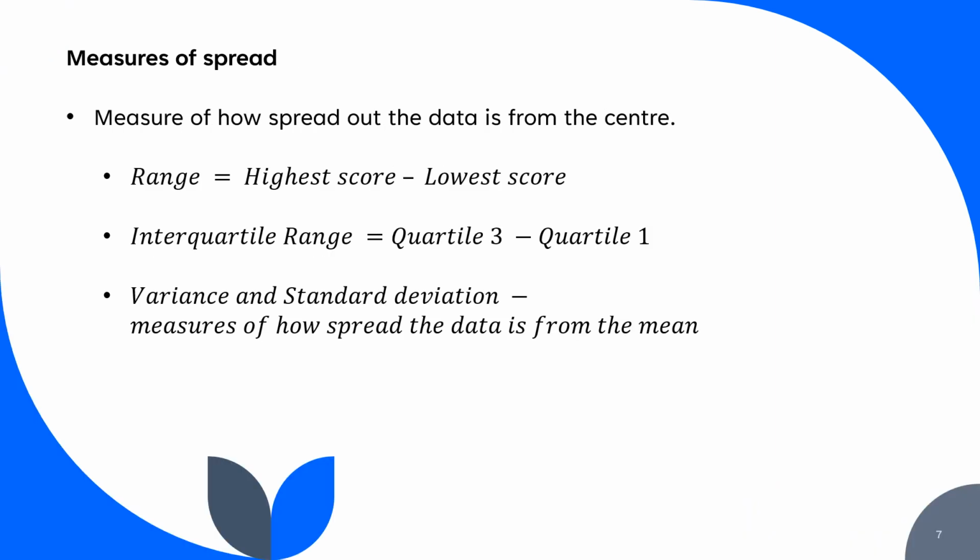Measures of spread give us an idea how far this data is spread from the center. So range is the 100% of the data, so that's highest minus lowest. Interquartile range is the middle 50%, so that's quartile 3 minus quartile 1. And variance and standard deviation measure how spread the data is from the mean. Interquartile range and standard deviation and variance we will do in a future video.